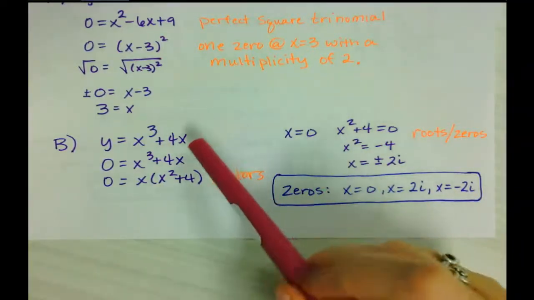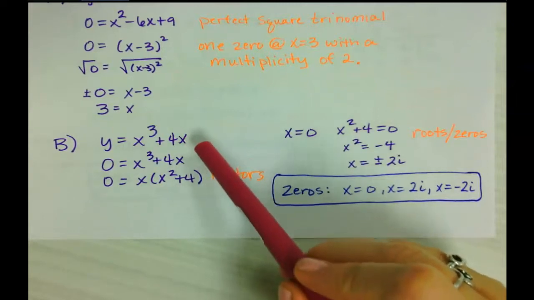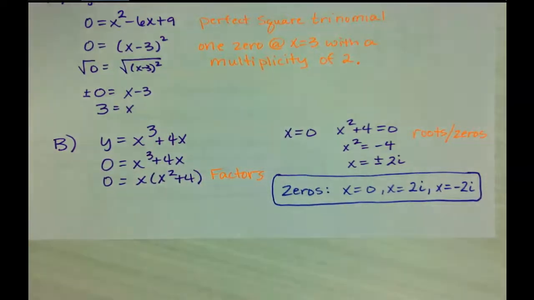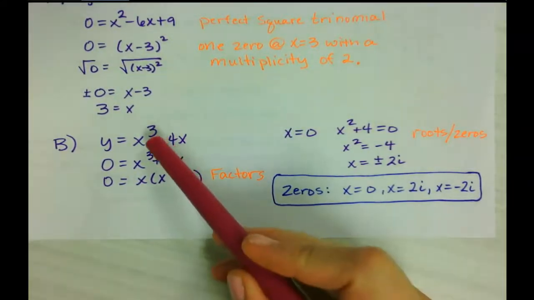Question B, I'm being asked y equals x cubed plus 4x. So the first thing I should recognize right here is it's not a power of 2, so it's definitely not quadratic. It's in fact a power of 3, which means that it has 3 solutions, right? That's what that degree tells me.